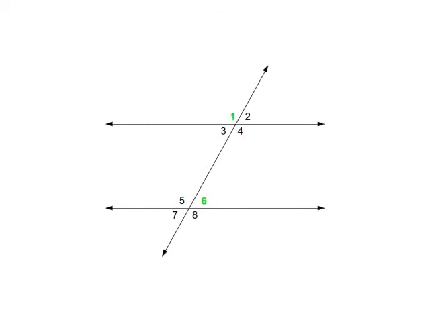Now, let's look at that first problem. There is no direct relationship between these angles, so we'll have to find a connection. Angle 1 corresponds to angle 5, which means they are congruent. Angle 5 is adjacent to angle 6, which means they are supplementary. Using the transitive property, angle 1 must be supplementary to angle 6.